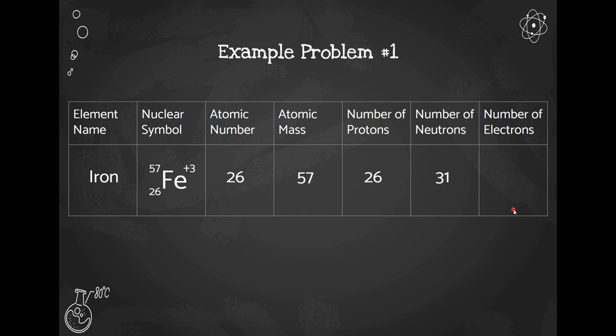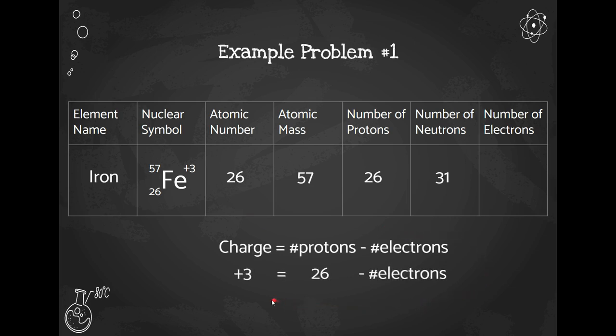So what do we know about electrons? Well, we know that the charge of our atom is equal to the number of protons minus the number of electrons. We could set up our equation and say that positive 3 is equal to 26 minus the number of electrons, plugging in the things that we know. But I actually do this a different way. I like to look at this positive 3 and say, okay, I know that I have more protons because this is positive. And I know that specifically I have 3 more protons because it's a plus 3.